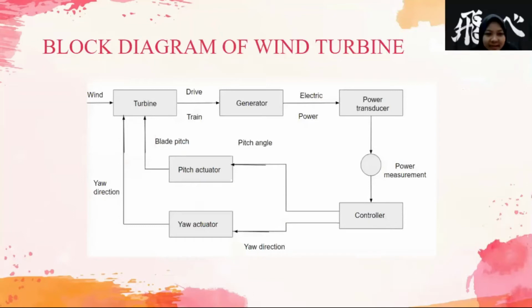Basically, this is the block diagram of a normal wind turbine system. As you can see, this is a closed loop system. There will be a turbine that will catch the wind, and then the generator that will generate the electric power, and then the power transducer and controller. It divides into two controllers, which are the pitch actuator and the yaw actuator, and then it comes back to the turbine in order to measure the power needed.